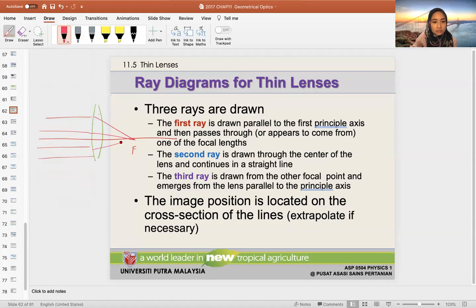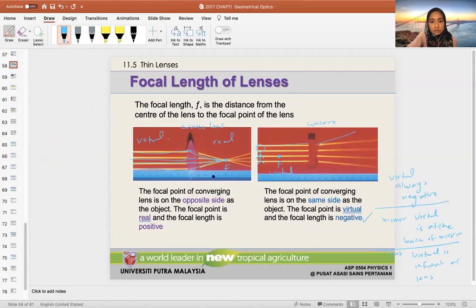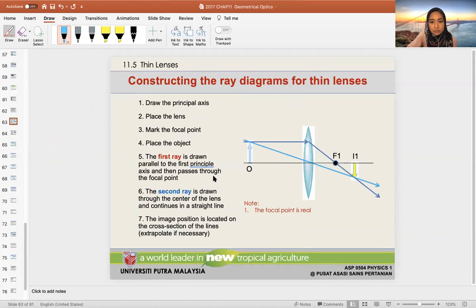Okay, like that. So the second ray is drawn through the center of the lens and continues in a straight line. So we already have that, but it looks like this. Kalau nak nampak lagi, this is where it is. It is at the principal axis, basically. Oh wait, kejap. Principal axis ni goes through ke tak? Does it go through the lens or not? Tengok gambar balik. Oh yes, it does. Okay, betul lah.